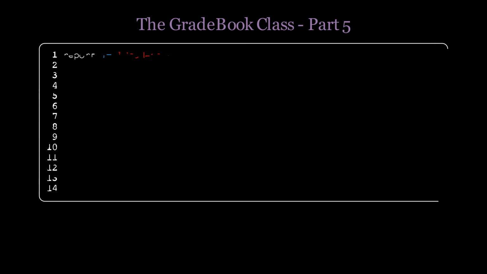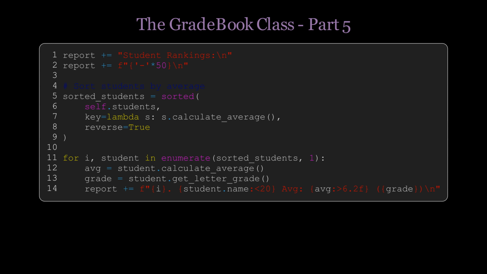Now we continue the report by listing all students with their grades and identifying the top performer. This completes our comprehensive class overview. We add a student rankings section with a separator line. Then we sort all students by their average using the sorted function with a lambda key. This creates a new sorted list without modifying the original.